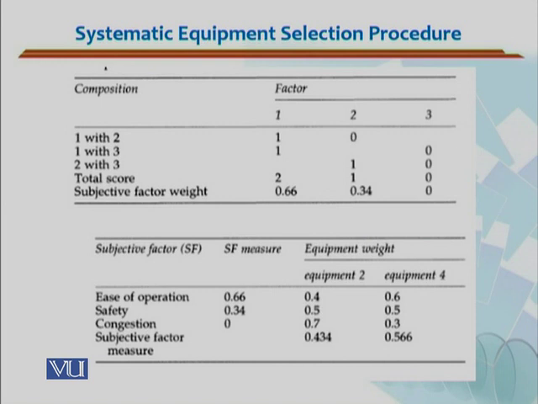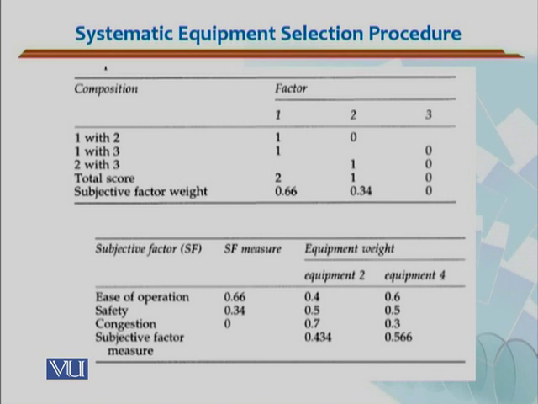Then comes step 3. We have found the OFM. Now we have step 3, that is the subjective factor measure. For that we need to have comparisons: comparisons between 1 with 2, 1 with 3, and 2 with 3. Because we were just taking 3 subjective factors in this example. Just remember that.